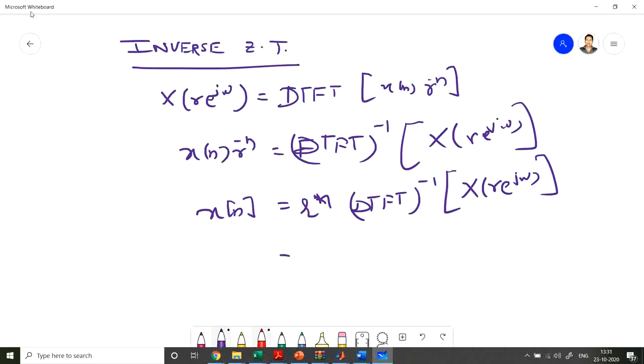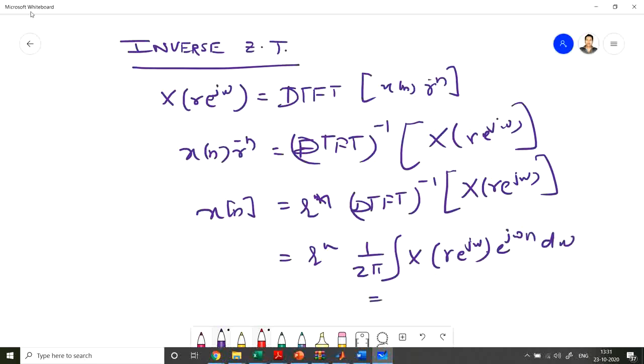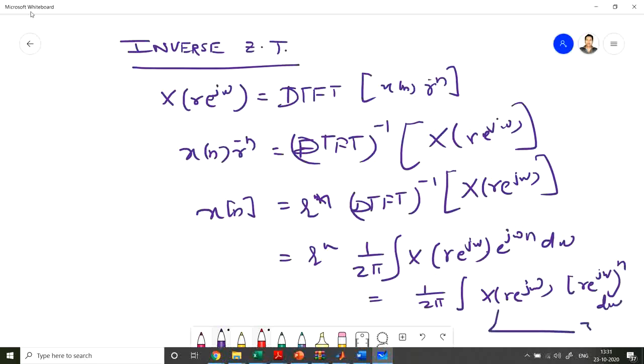So what we will get finally is, if we concentrate on this as a continuous series, x[n] equals r raised to the power n times 1 divided by 2 pi, the integral of X(re^{j omega}) e raised to the power j omega n d omega. Combining r^n with the exponential, this gives 1 divided by 2 pi integral of X(re^{j omega}) (re^{j omega}) raised to the power n d omega. This is equation number 3.